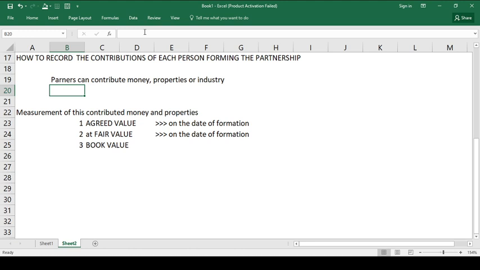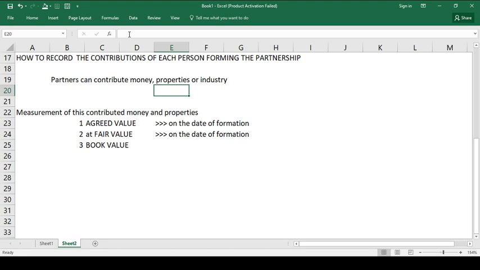Sir, sabi mo partners can contribute money, properties, and industry. How about if there are attached liabilities on those properties being contributed? Oh, maganda, pwede po yun. Sabihin ni partner A, I will contribute the land. However, the land has an existing liability. Sabihin na lang natin, may attached na mortgage payable. Pwede po ba yun maisama sa contribution ni partner A on the partnership? Well, yes, pwede po yun.